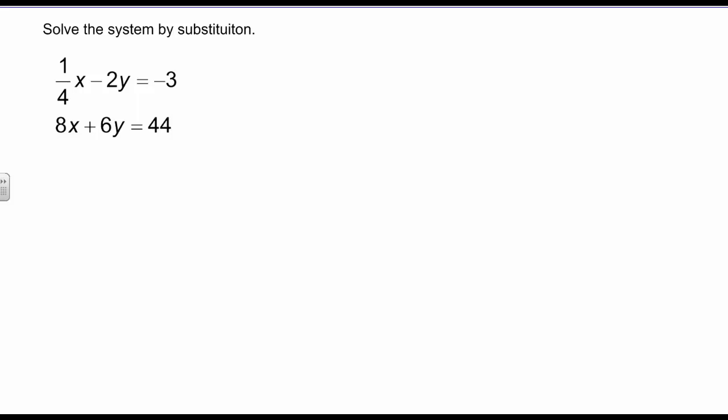In this next problem, you'll notice, again, neither one of these equations has an isolated variable. We'll have to do that by a little manipulation, although the manipulation is going to be a little bit tougher. I see on this top one, if I multiply both sides by 4, first of all, I don't like fractions, so I want to clear those anyways. And secondly, if I multiply by 4, notice what happens. I get x minus 8y is equal to negative 12. And then I can isolate the x by adding 8y to both sides.